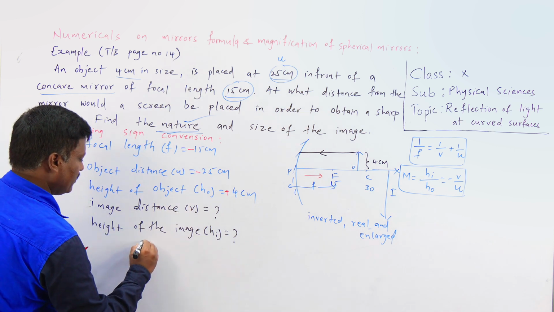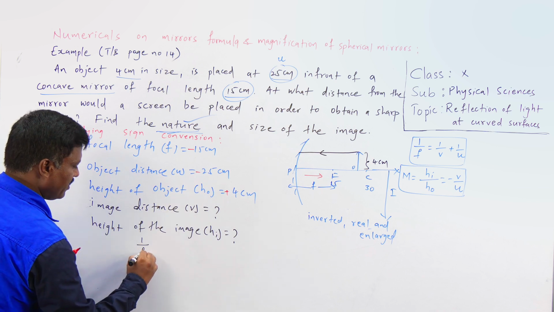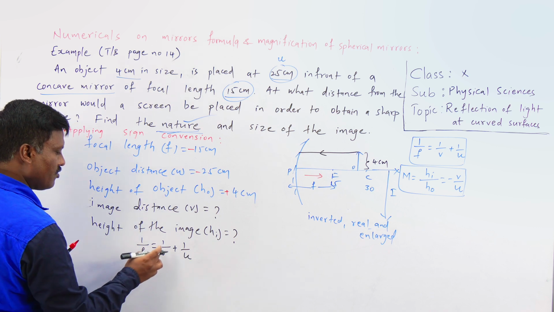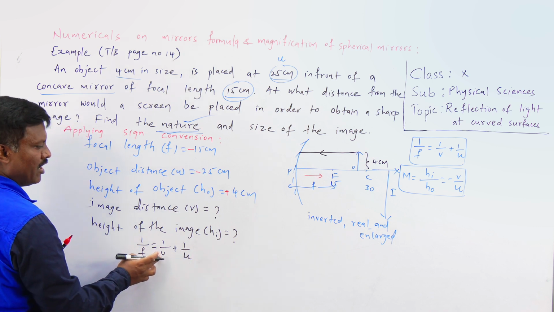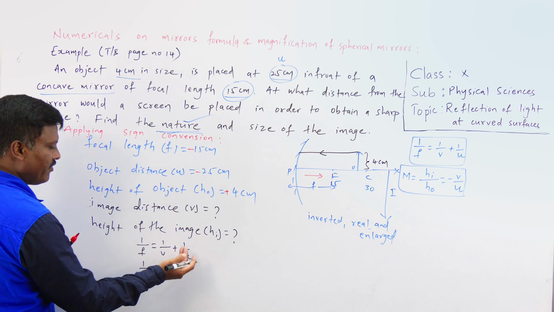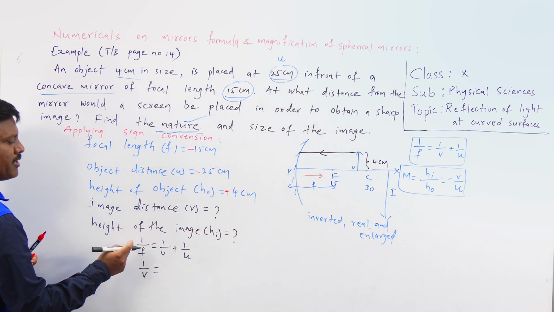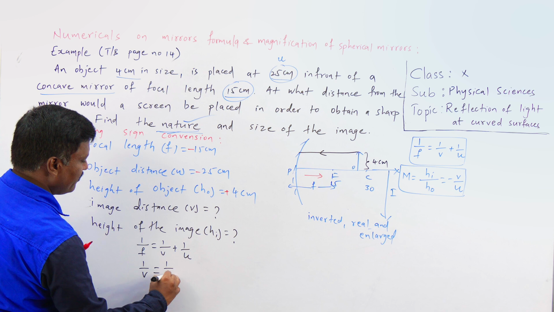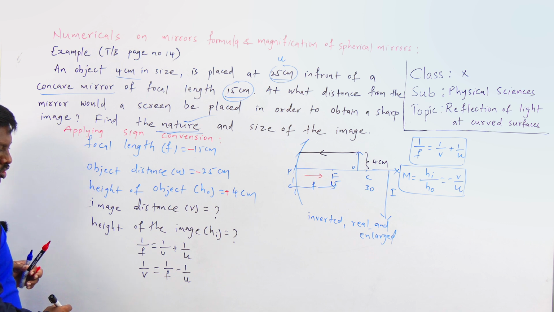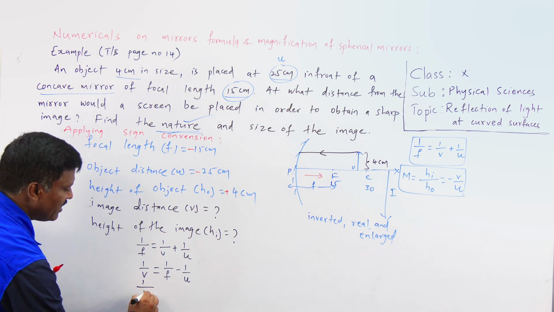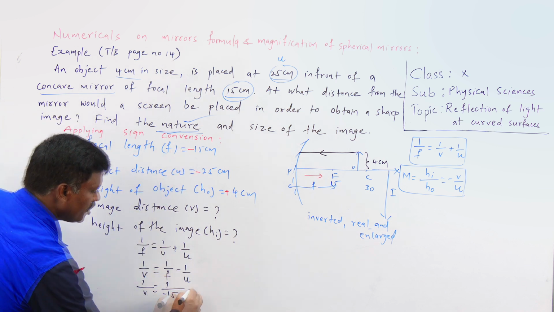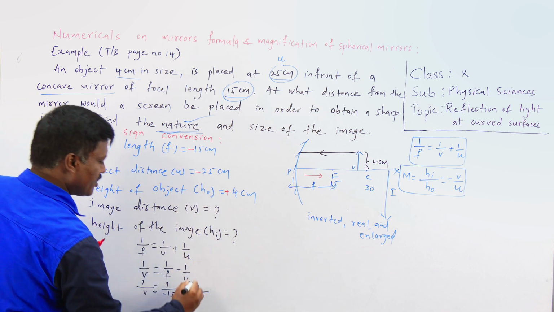To find V, 1 by f is equal to 1 by v plus 1 by u. This is the formula we have. The f value we have, the u value we have, the v value we have to find. So I will write the formula as 1 by v is equal to 1 by f minus 1 by u, since 1 by u transposed from RHS to LHS becomes minus 1 by u. If you substitute the values, 1 by v is equal to 1 by f, which here is minus 15, minus 1 by u, which here is minus 25.